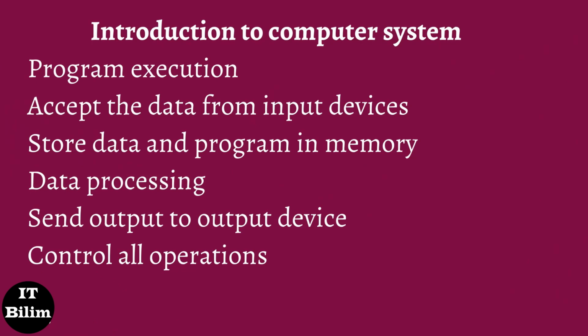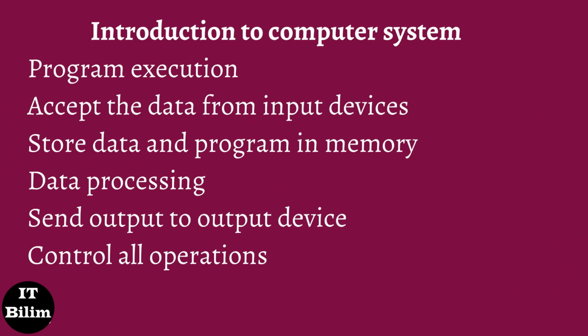Store data and program in memory. The computer stores the data and the program into its main memory, RAM. The program is stored into the memory as a set of instructions. The CPU starts the program execution by fetching the data and instructions from the memory. The CPU sends the processed data back to the memory for the output devices.